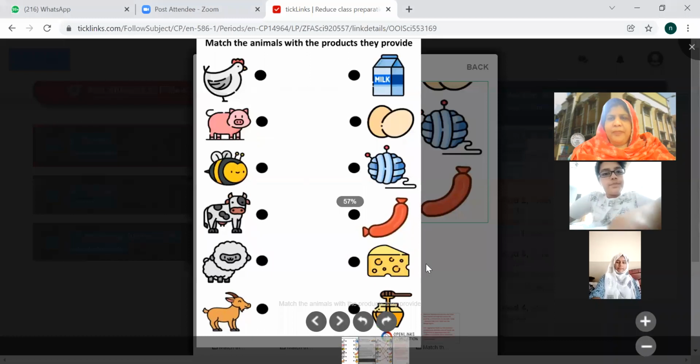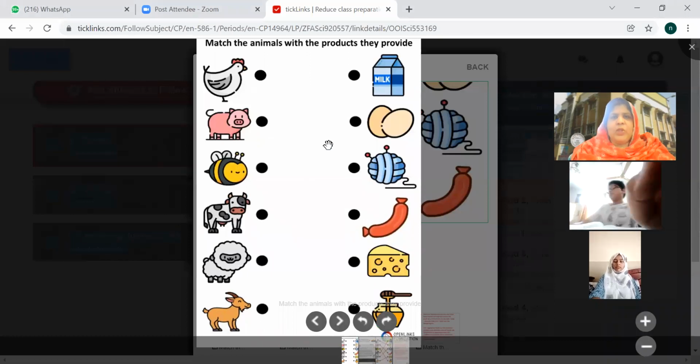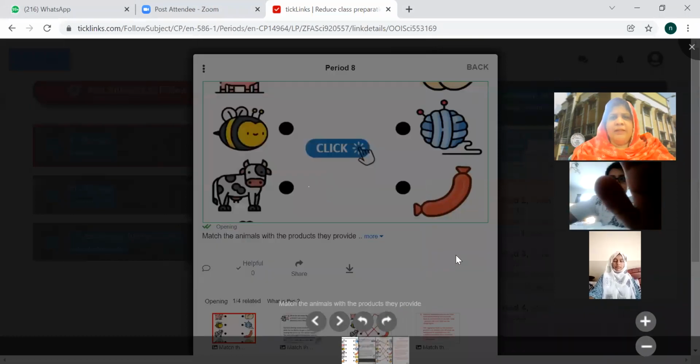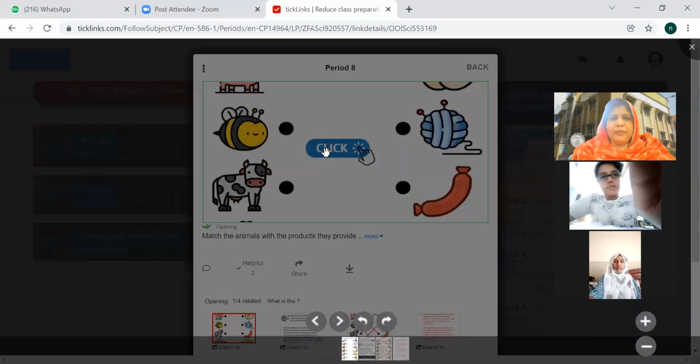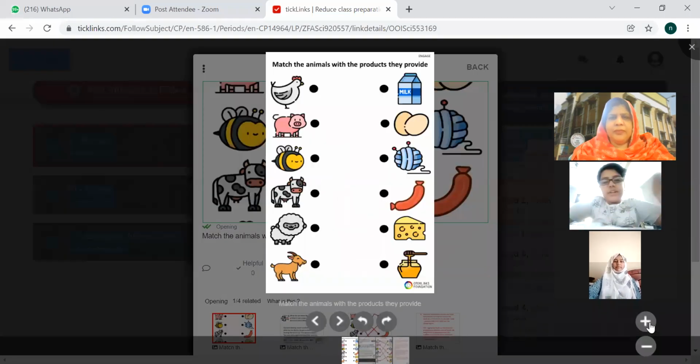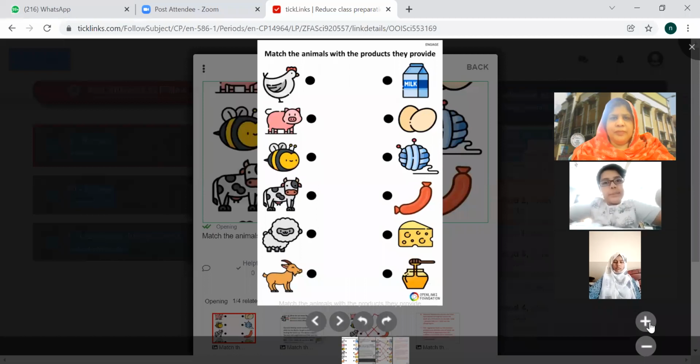Yes, teacher, we can see the screen. So what do you see on the screen? We see a cow, honeybee, a pig, chicken, sheep, and a goat. Okay, very good.